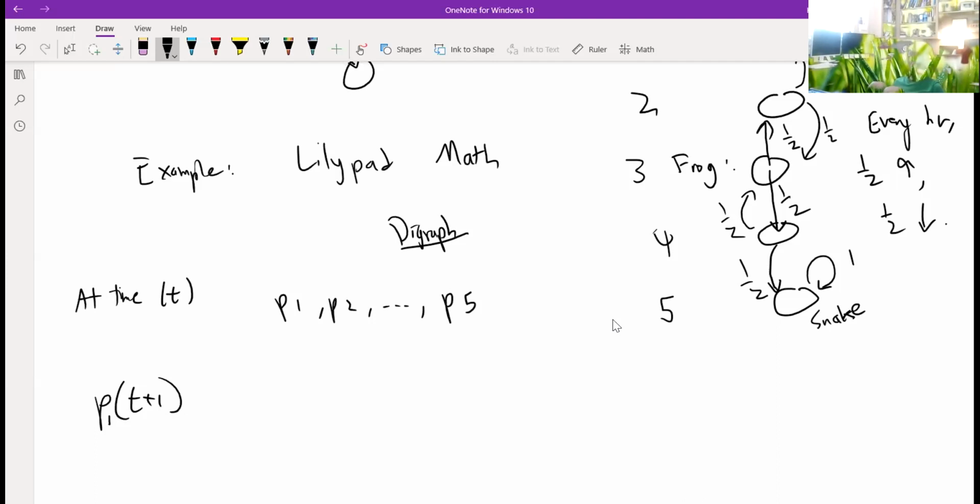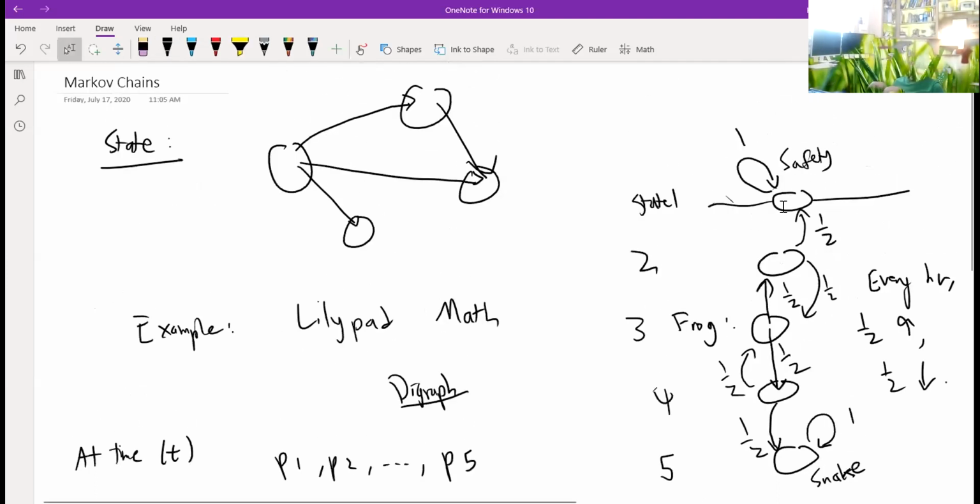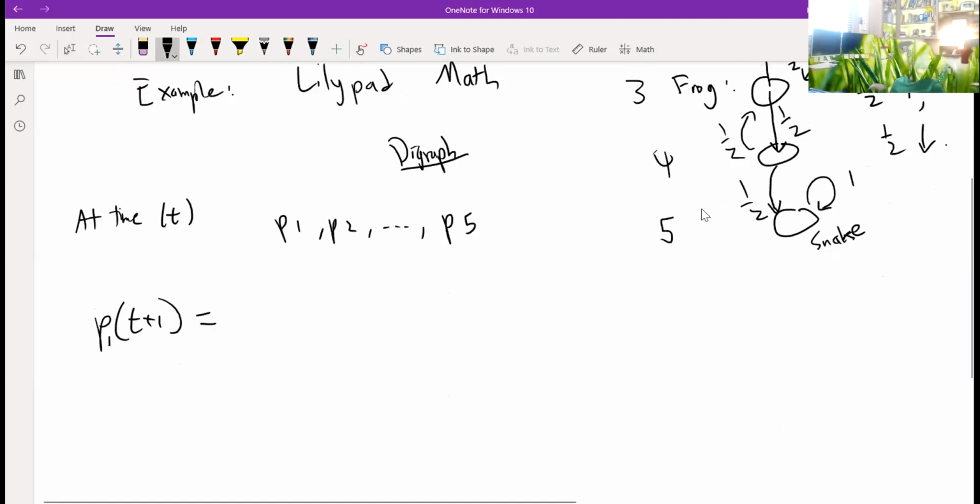P1 of t plus 1 is going to be equal to either, remember, if the frog at the next step is at state 1, the only way he could have gotten there is either he was already in state 1 at time t, or he was in state 2 at time t, and he succeeded with this 1/2 probability here. So essentially, P1 of t plus 1 is equal to P1 of t, the probability that is already there, plus half of the probability that he was at state 2, because if he was at state 2, there's a half probability of moving to state 1.